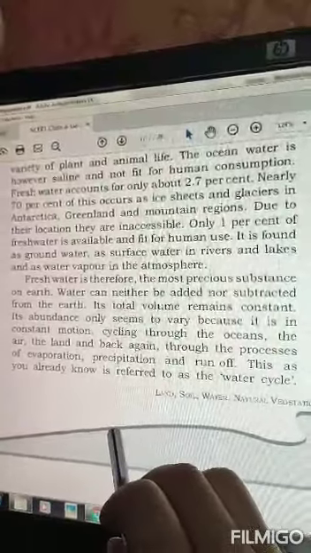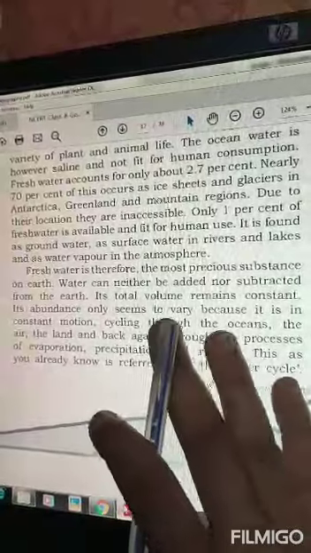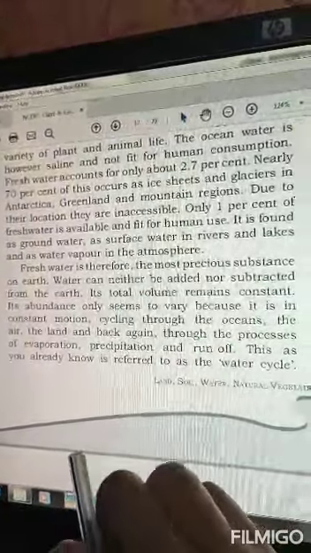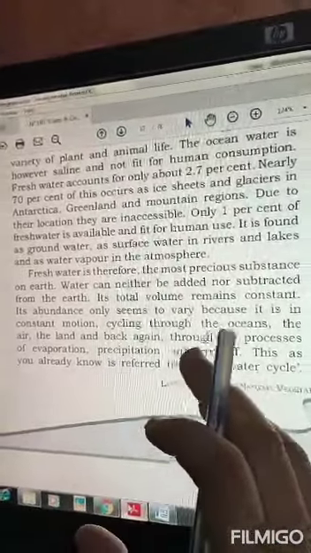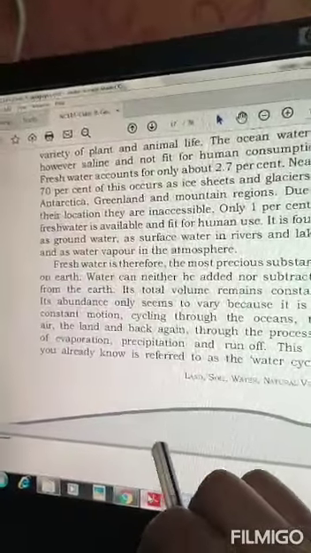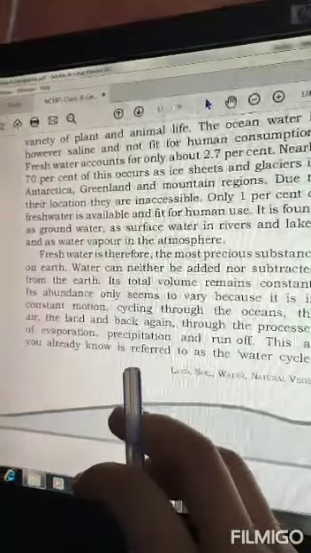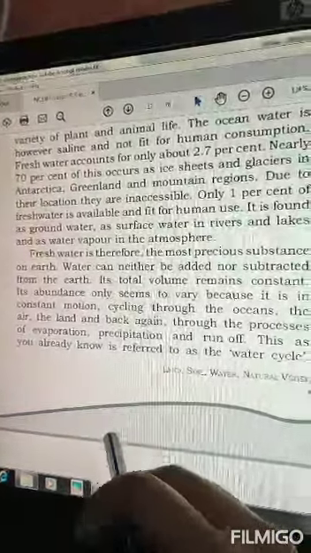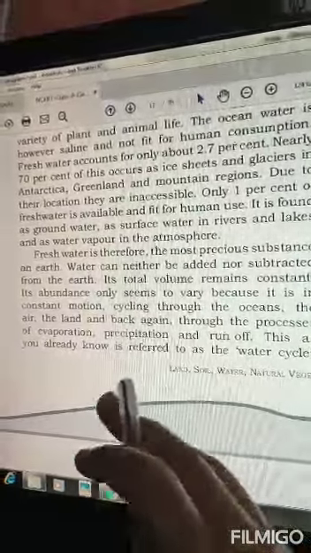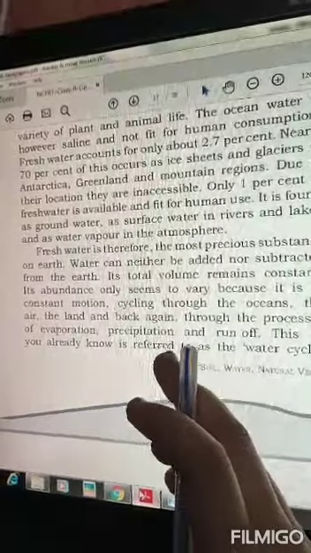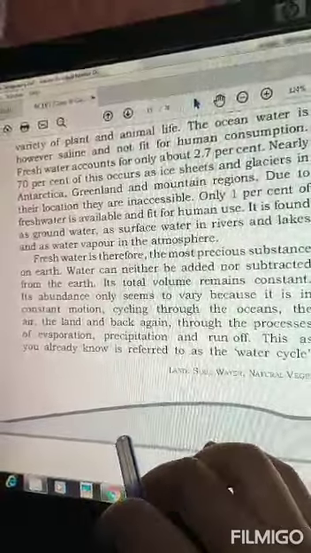Now don't think that this water decreases or increases. Whatever water is there on Earth, it has remained the same since the time life started. It keeps on recycling through the water cycle. But we have to save that water, because when we use water, we decrease its quality. Water can clean itself, but it takes some time. So that is why we need to save water.